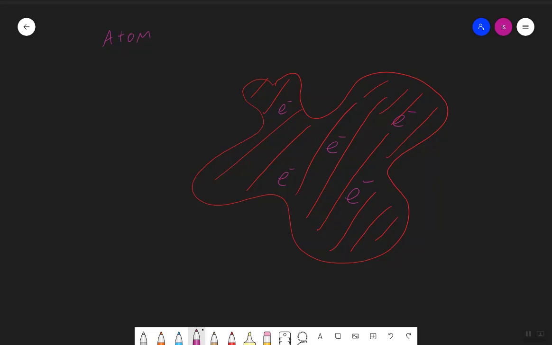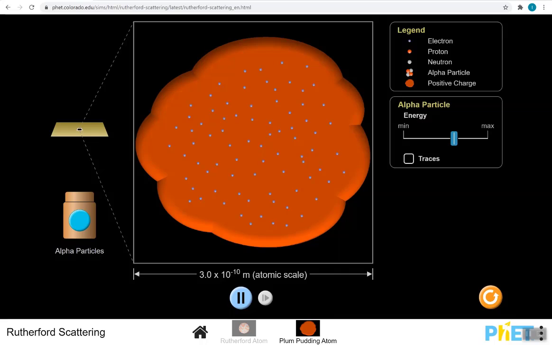The next experiment that really shook up how we thought of atoms was from a scientist named Ernest Rutherford, who is a very famous scientist. What he did was shoot alpha particles at a thin gold foil. I actually have a simulation from phet.colorado.edu, the link will be in the description, of this experiment. So let's look at this.